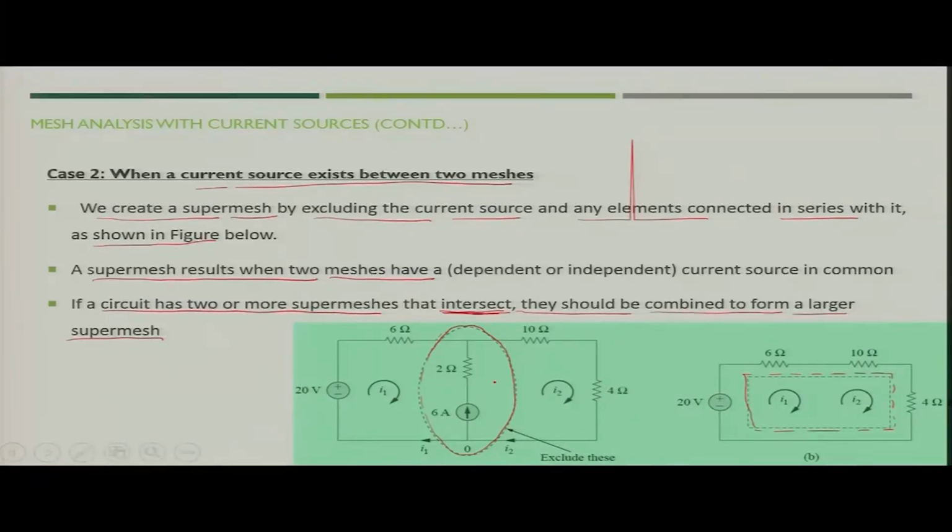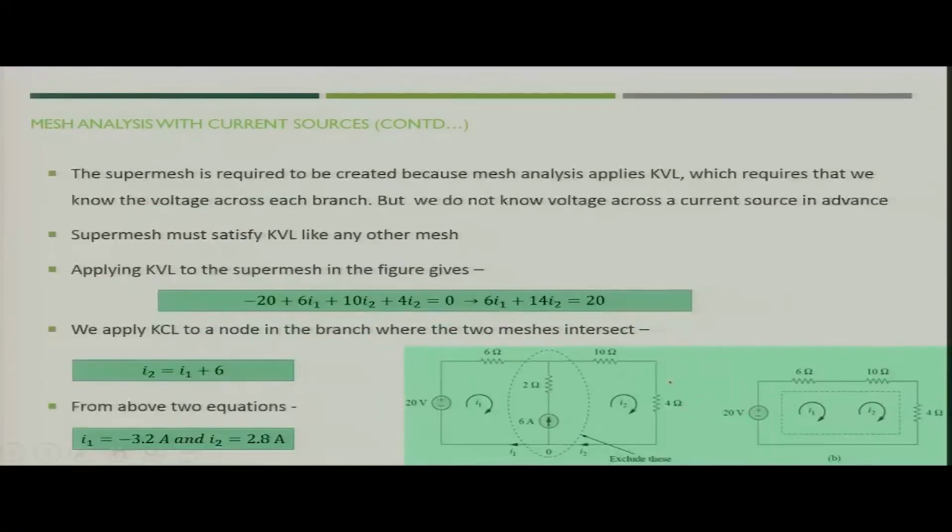Now, let us understand how the super mesh will help in solving the circuit. The super mesh is required because mesh analysis applies KVL, and KVL requires that we know the voltage across each branch, but when we have a current source, it is difficult to determine the voltage across the current source in advance. So, we will use the super mesh and apply KVL to that super mesh.